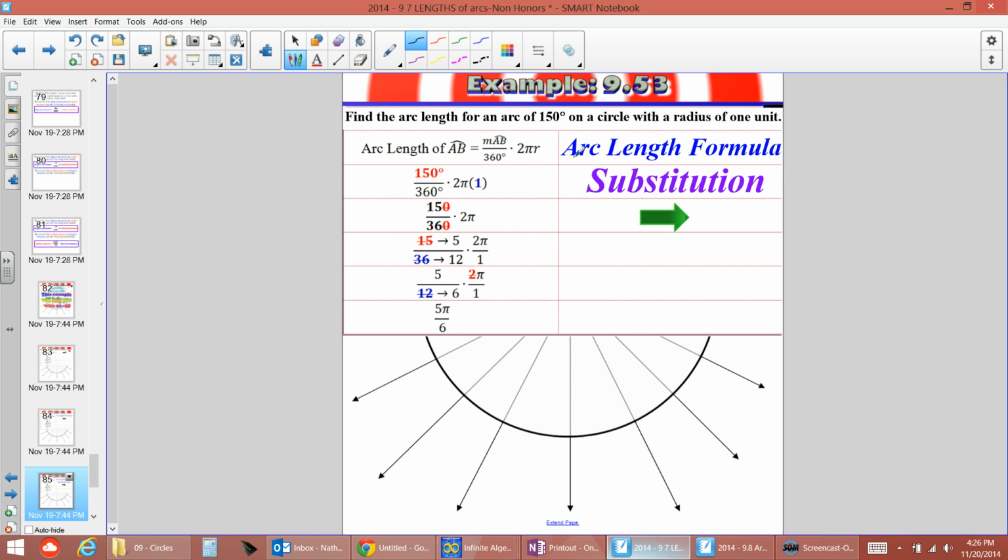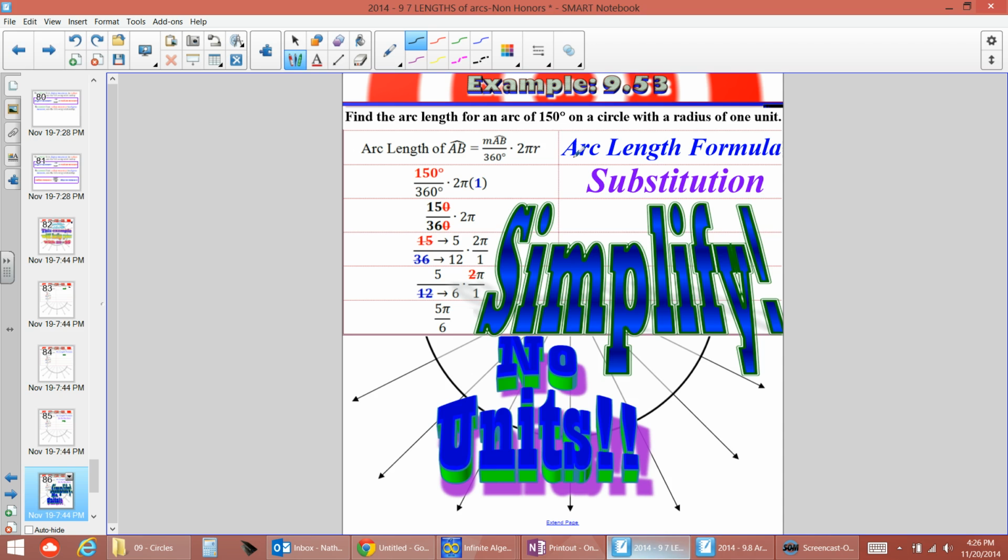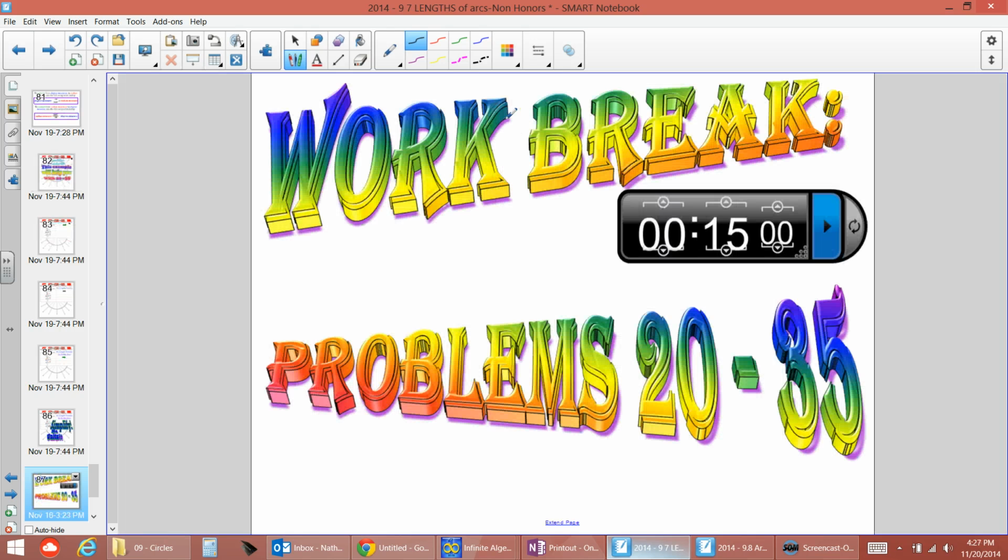We plug in our radius of 1. We reduce down the fraction, and all of this is just simplified. 150 over 360 becomes 15 over 36. The 15 over 36 becomes 5 over 12. The 2 and the 12 cross out, and I get 5 over 6 pi. So this is the arc length for 150 degrees, also known as the radian measure.